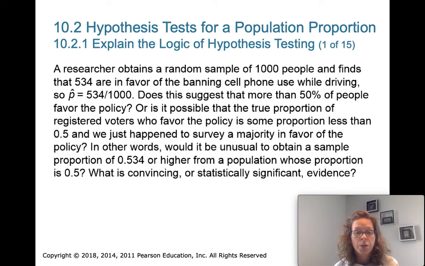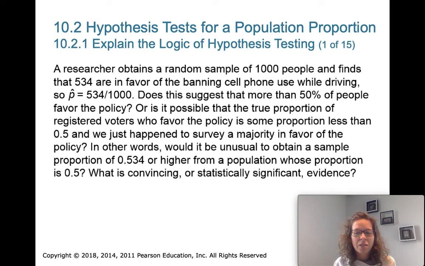So, a researcher obtains a random sample of 1,000 people and finds 534 are in favor of banning cell phone use while driving. So, in the sample, p hat, the proportion, is 534 out of 1,000. Does this suggest that more than 50% of people favor the policy? Well, definitely more than 50% of the sample did, 53.4%. But what about the population? Because we didn't ask everybody.